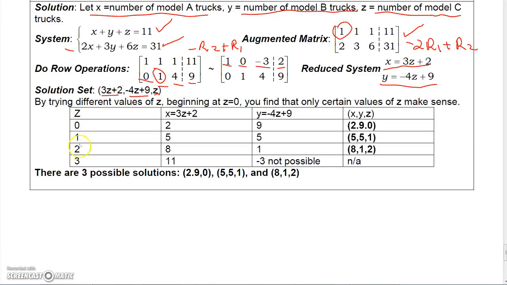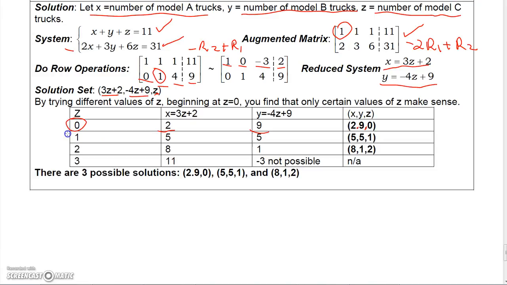So let's pick some values for z and see what happens. The smallest value z could be, the 6-ton trucks, the smallest it could be is 0. Well, let's see what happens to the other variables if z is 0. For x, if z is 0, I get 3 times 0 plus 2 is 2. And for y, I get 0 plus 9 is 9. So 2, 9, 0 would be a solution that works.